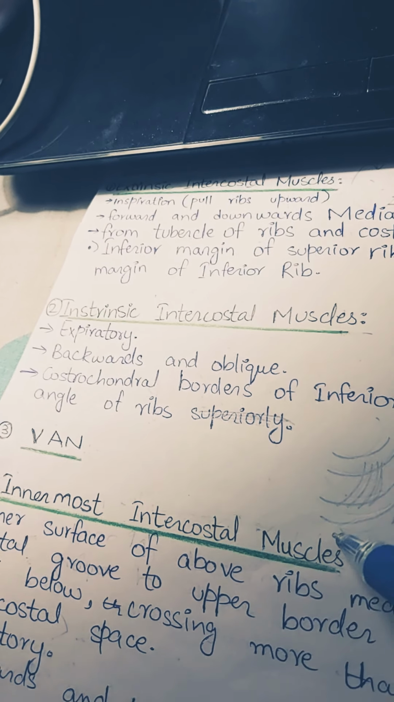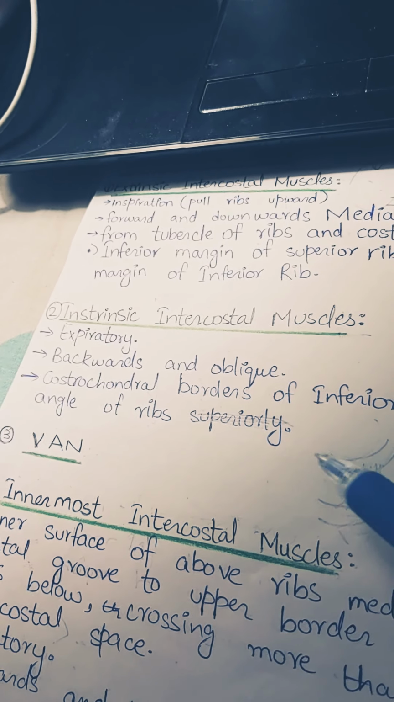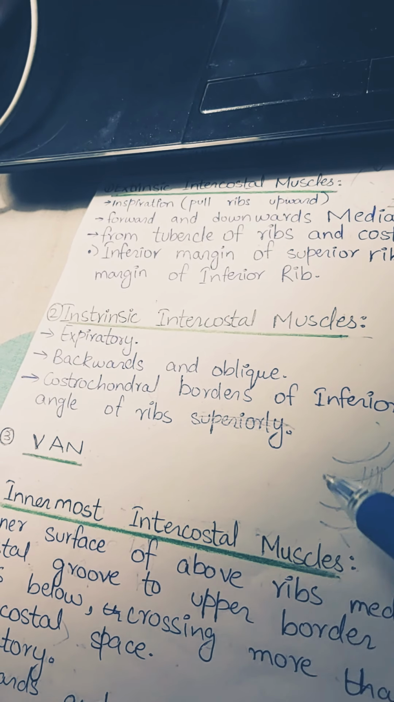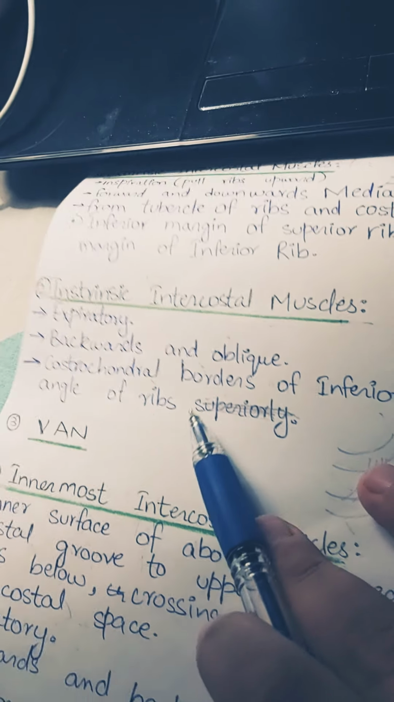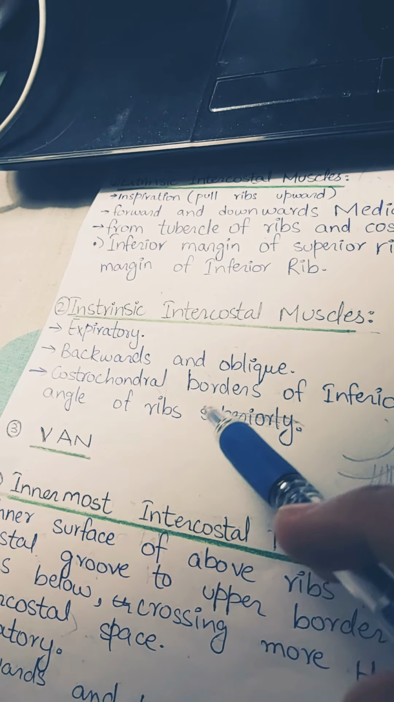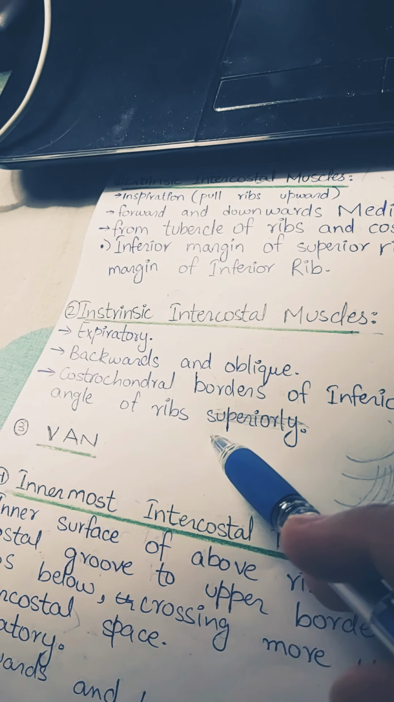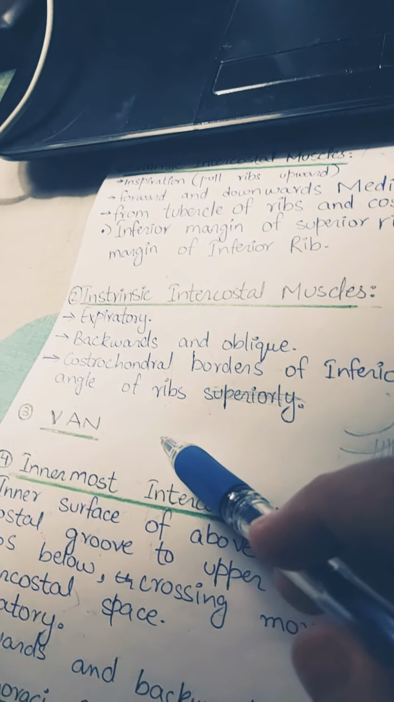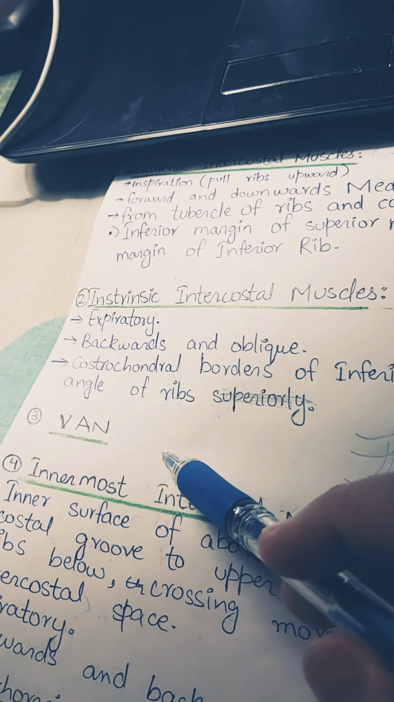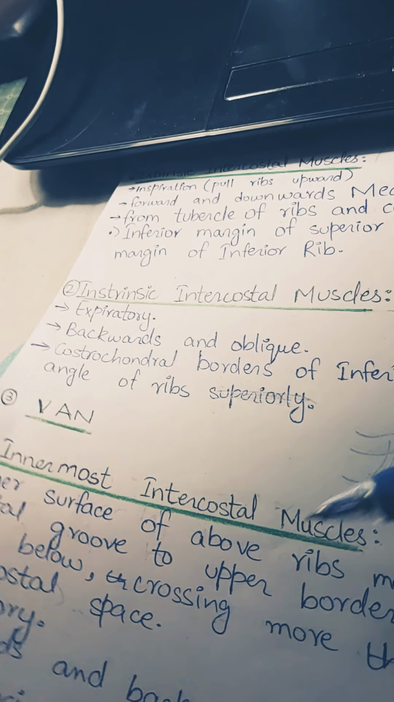So when they contract, they pull the ribs downwards, they further decrease the intrathoracic volume so that air can be further pushed out of the lungs. The internal intercostal muscles are also innervated by the intercostal nerves from T1 to T11. Then we have the presence of neurovascular structures, which we have studied about. And then we have innermost intercostal muscles.